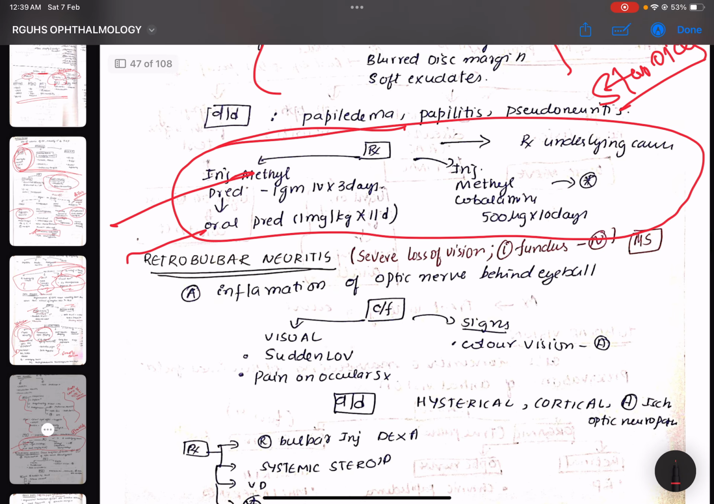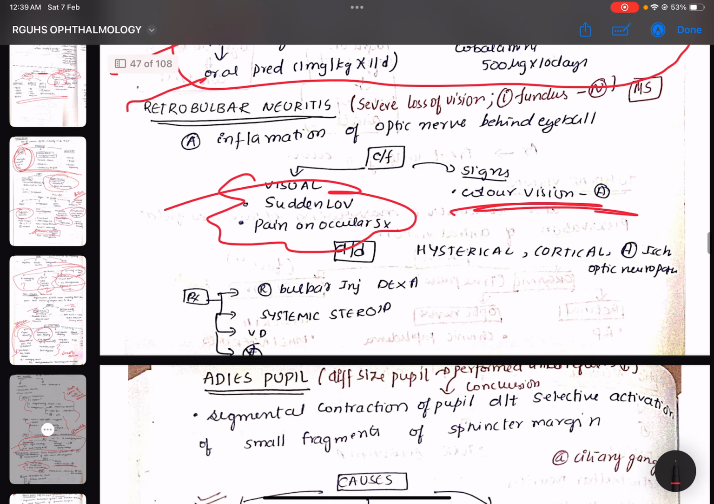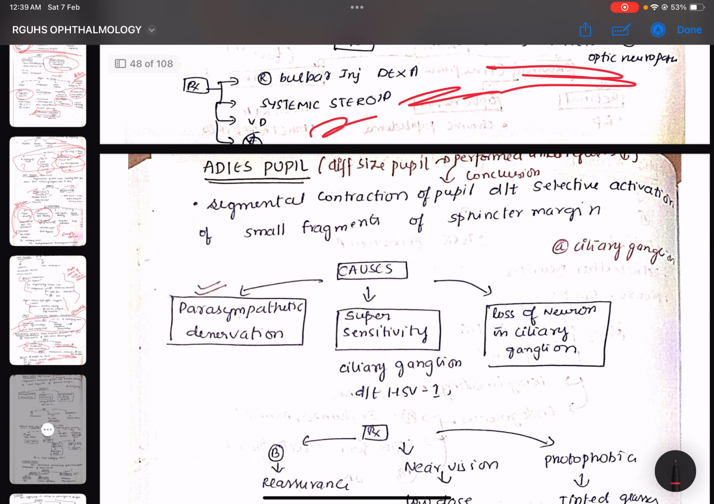What is retrobulbar neuritis? Again, it's the retrobulbar part which is getting affected, anatomically speaking. But historically speaking, what they saw was the patient had a severe loss of vision, but when the fundus was examined, it was normal. So when they traced back, they came to know it's something to do with retrobulbar neuritis. So again, these are the causes and these are the signs. Then treatment, again neuritis, right? So obviously I have to use steroid.